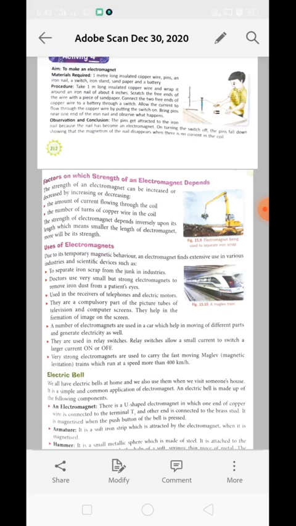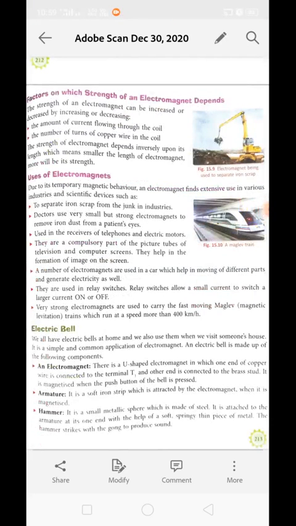Next is they are used in relay switches. Relay switches allow a small current to switch a larger current on or off. Next, very strong electromagnets are used to carry the fast moving maglev train, which runs at a speed of 400 km per hour. It means it travels a distance of 400 kilometers in just an hour.